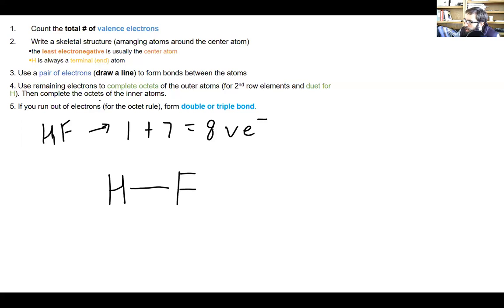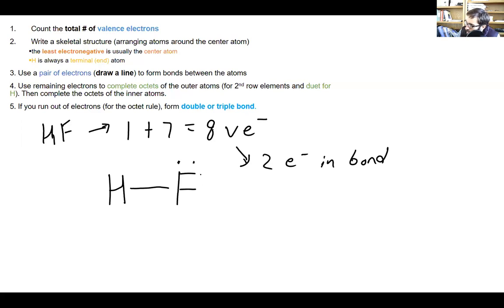Now we're on step 4. Use the remaining electrons to complete the octets for the outer atoms and duet for hydrogen. Hydrogen needs a duet, it needs 2 electrons. So there are already 2 electrons for hydrogen, the 2 in the bond, so hydrogen's good. Now we need to form an octet. We've used up 2 of our electrons, 2 electrons in the bond, and now we have to complete the octet for fluorine.